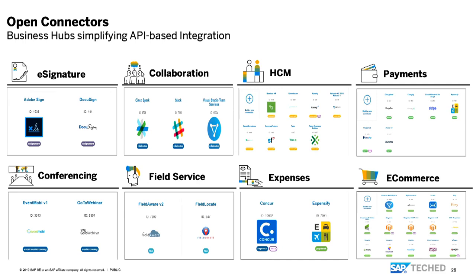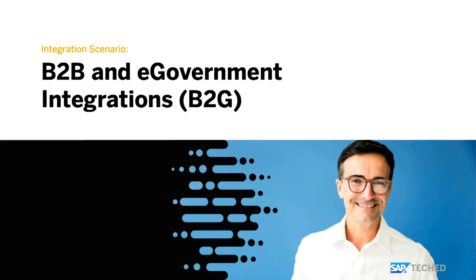So we've tried to harmonize APIs for each of these hubs. It's a hub and spoke model. You integrate into the hub, and then you're able to integrate into multiple systems. That's about end-to-end A2A integration across processes.